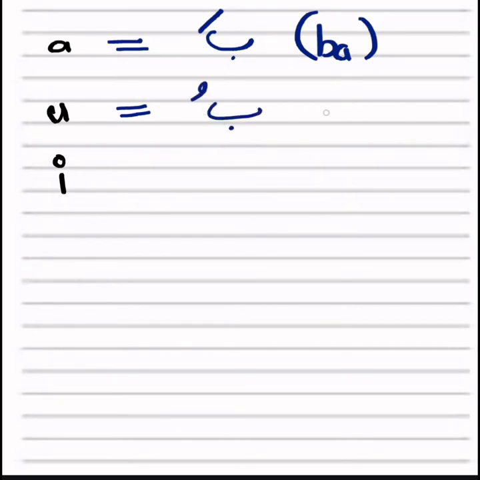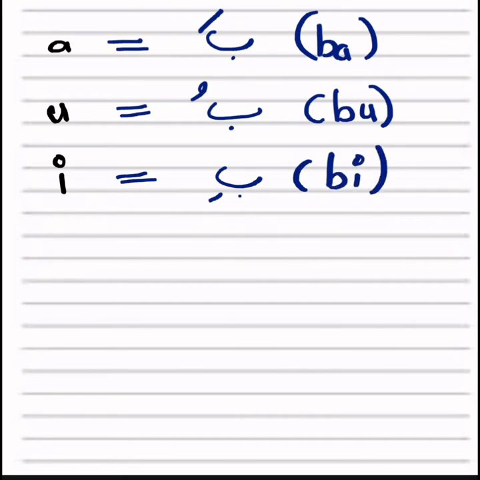For the letter ba, with a vowel, it's going to be ba. We write the fatha on top of the letter ba, pronounced as ba. And for vowel number 2, which is the u, the dhamma vowel, it's going to be bu. And for vowel number 3, which is known as the kasra, the i, bi. So ba, bu, bi. Moving on to the long vowels.